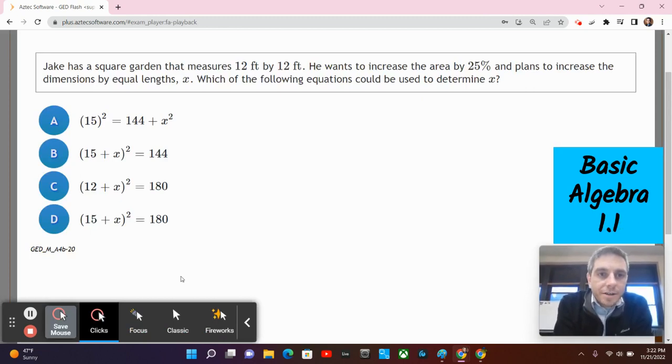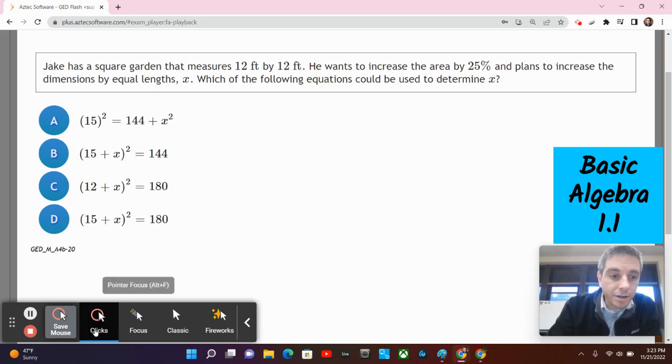Jake has a square garden that measures 12 feet by 12 feet. He wants to increase the area by 25% and plans to increase the dimensions by equal lengths. Which of the following equations could be used to determine x? First, let's figure out what the area of the original garden is.